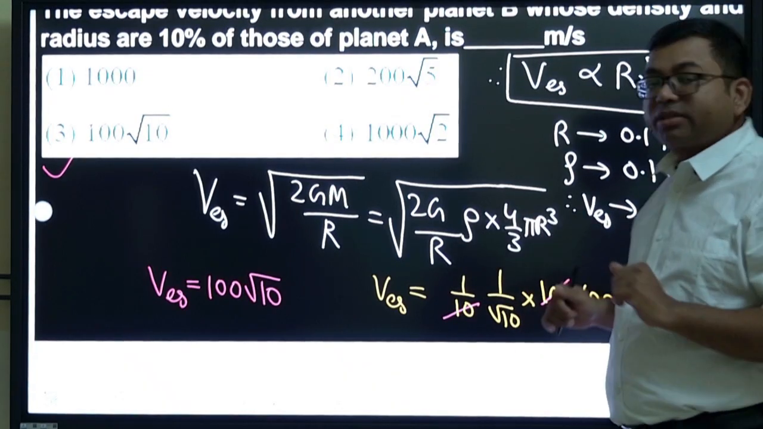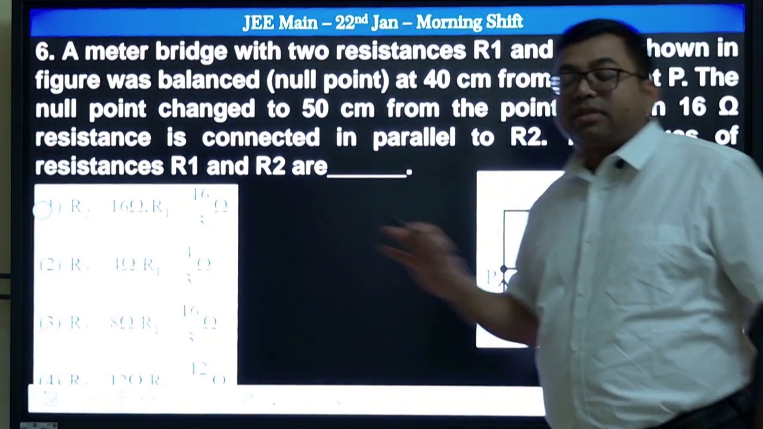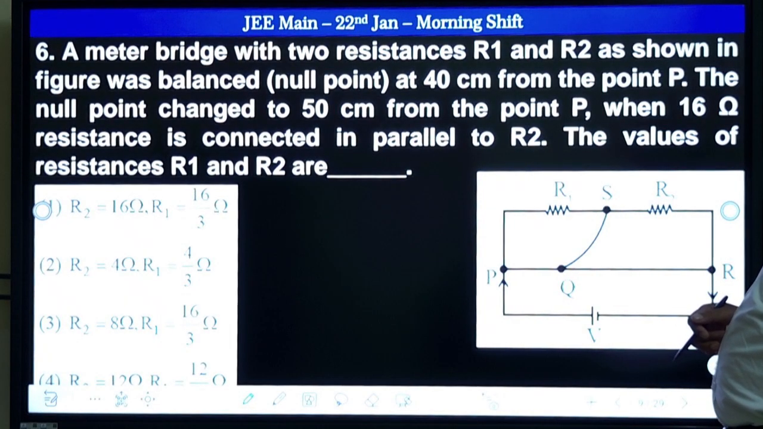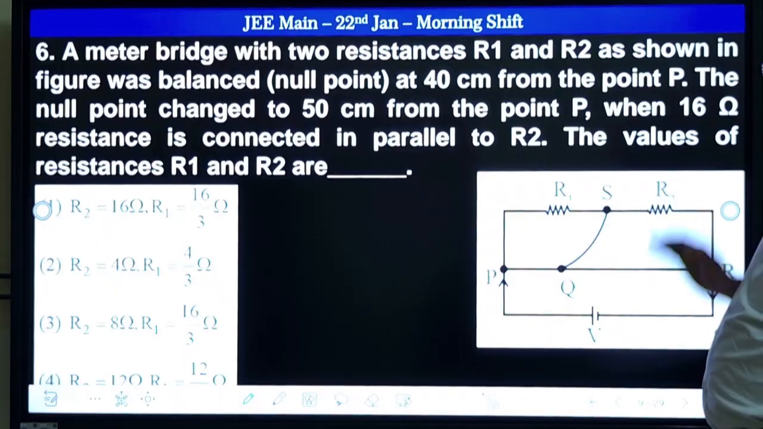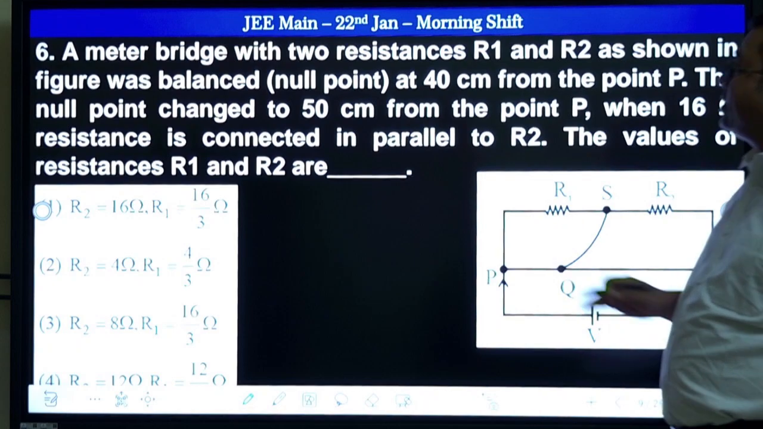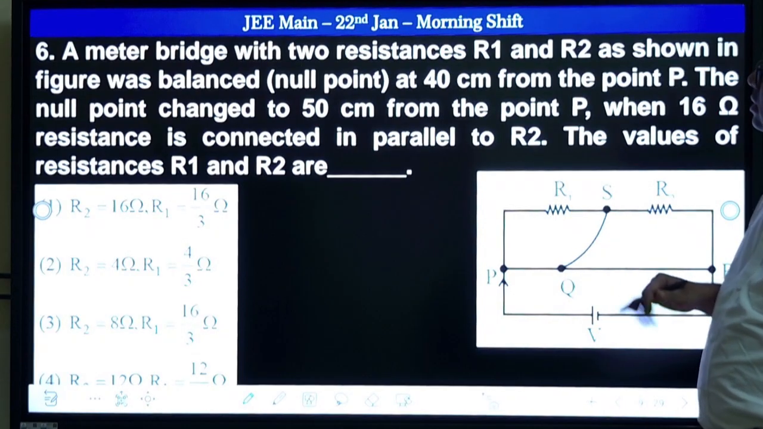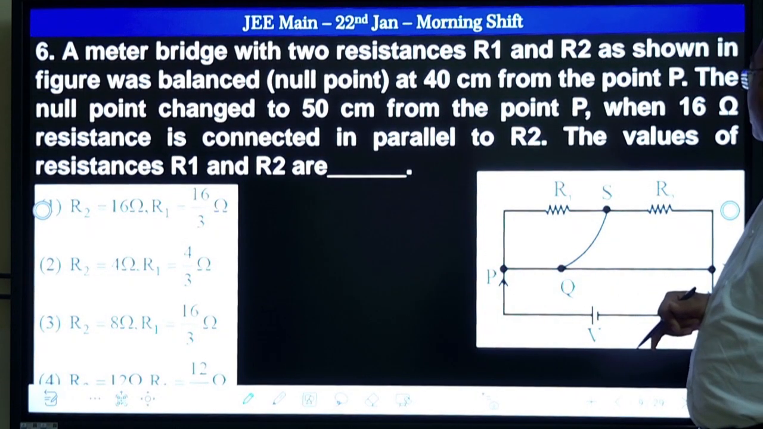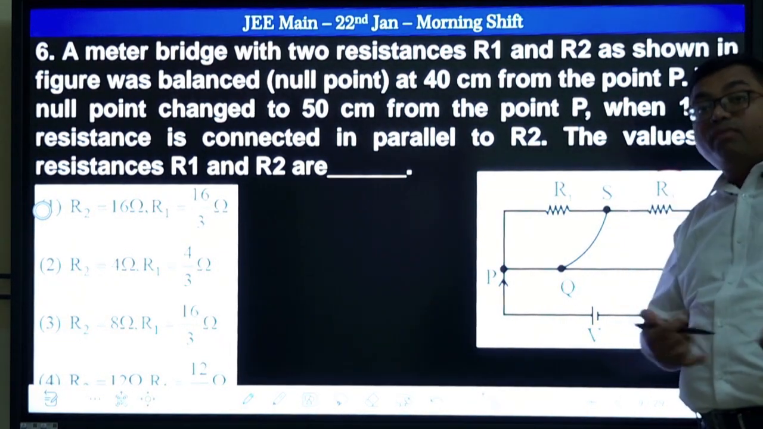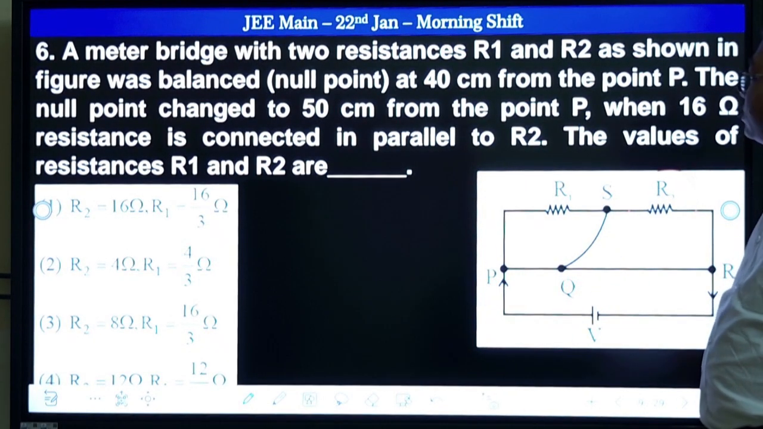Okay, let us move next. Question number 6. A meter bridge with two resistances R1, R2 is shown. It is balanced at 40 centimeter from this point on the left side, and the null point changes to 50 centimeters from the point P when a 16 ohm resistance is connected in parallel to R2. So this R2 is getting modified. Because of the modification of R2, this null point length is changing, right?